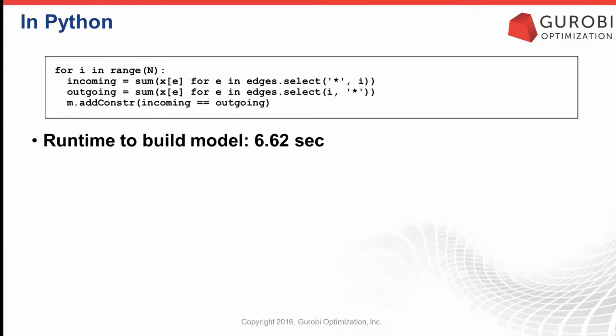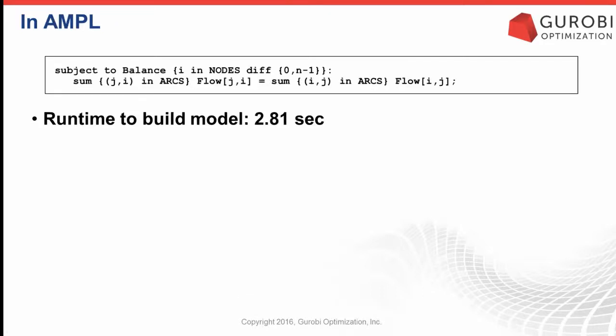So it's slower than C. Now let's compare that with AMPL on the next slide. Here's that same flow balance constraint in AMPL. So we're going to look at every node except the source and sink of the whole graph, and we're going to have the inflow equals the outflow. We also have that sum expression like we had in Python.